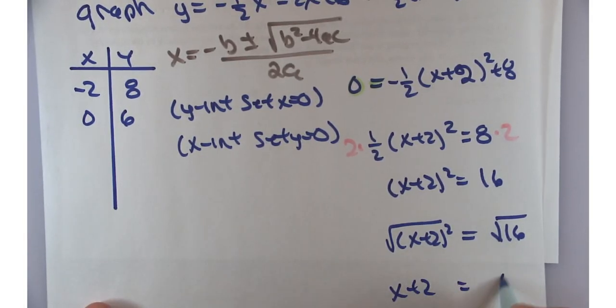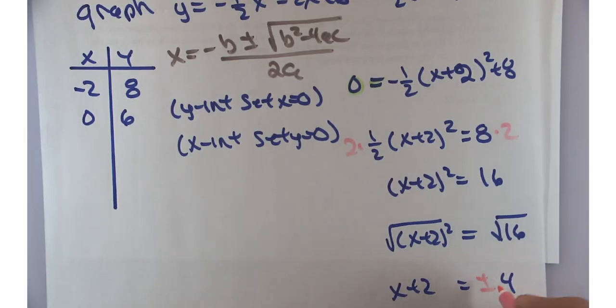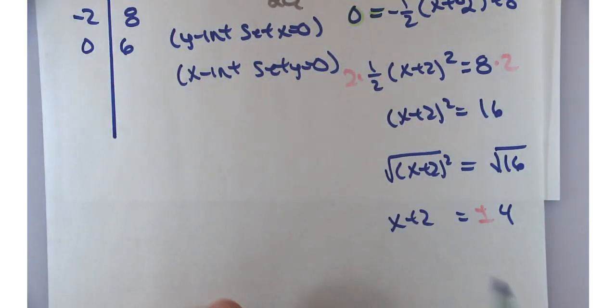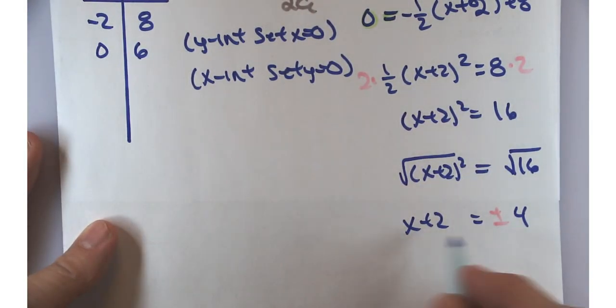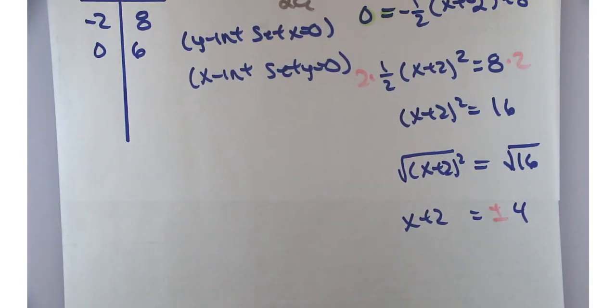What mistake am I making? Plus or minus. Yeah, you need that plus or minus. There's two solutions here. So you need that plus or minus. So let's see. Let's come over here. There's two possibilities, and we want to get both of them.